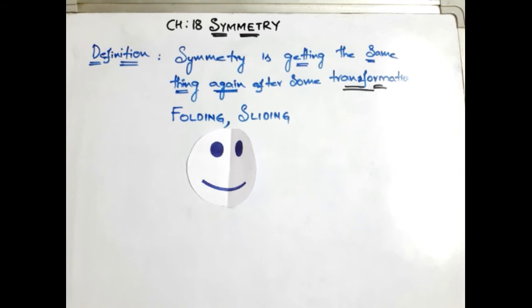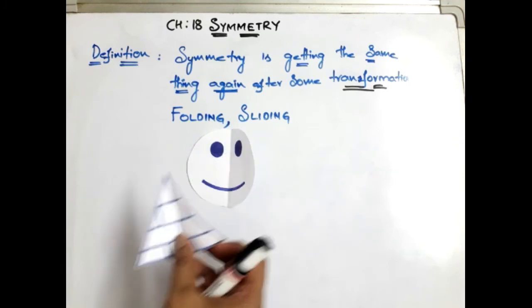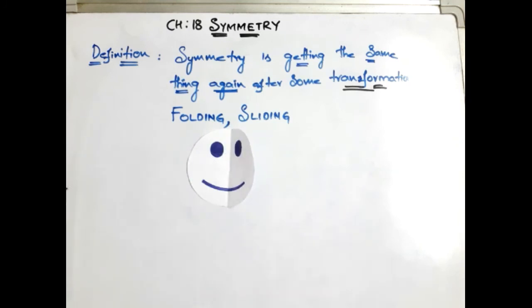Okay, now as I'm giving you some examples like this and the other, like the pyramid example, we can say that symmetry is found almost everywhere in the world. Okay, so that is the reason why this chapter is included in your textbooks.